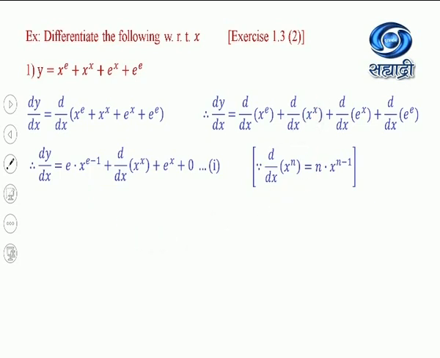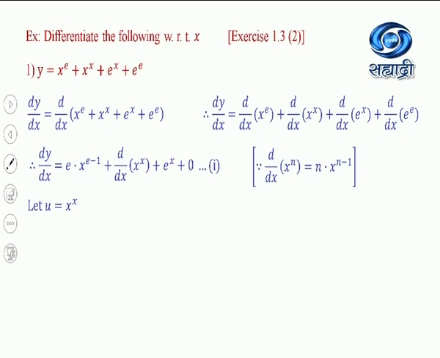We write the second term as it is. We can calculate this derivative separately now. In the previous example also we can find it. Now here derivative of e raised to x is e raised to x, and here e to the power e is a constant, so its derivative must be 0. So here I write plus 0, and we denote it by equation 1.